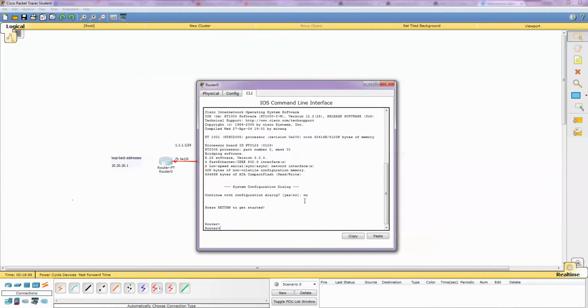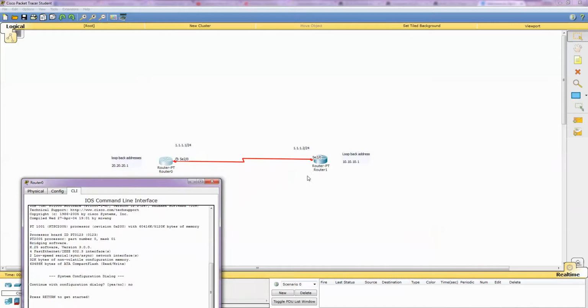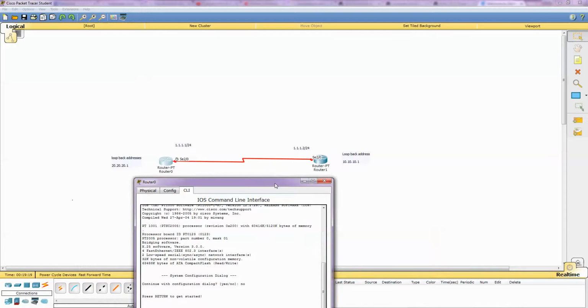What we do now, enable. We are on router 0, and we will configure the loopback address, this one, and also on serial 2/0 we will configure this IP. After that we will jump over to router 1 and configure these two IP addresses, and after that I will show you how to enable the routing protocol on a router.